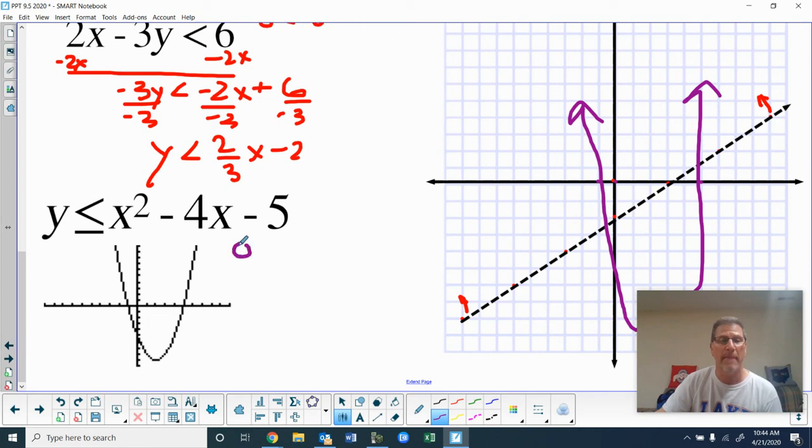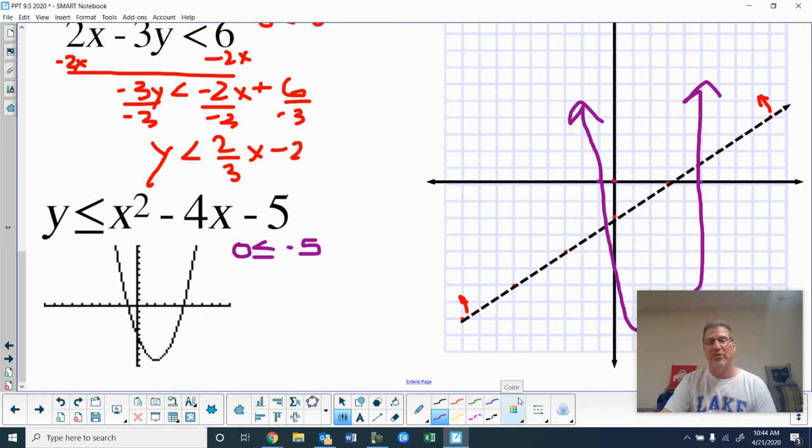All right, we'll try 0, 0 again. 0 for y. 0 squared is 0. 4 times 0 is 0. So 0 minus 0 minus 5 is -5. Okay, so 0 is not less than or equal to -5. All right, and that's inside, so I got to go outside.